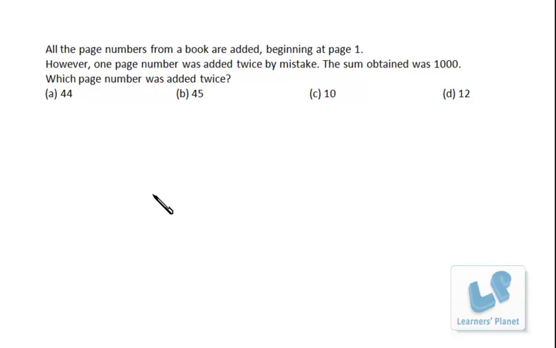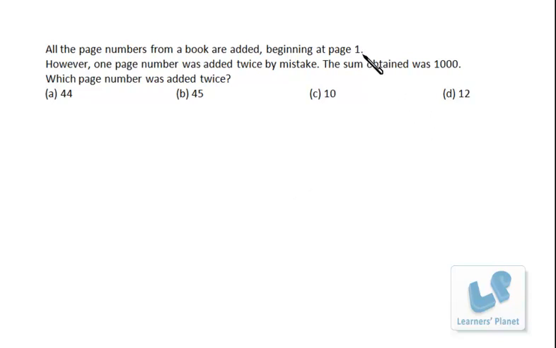Now let's try this interesting question. All the page numbers from a book are added beginning at page 1. However, one page number was added twice by mistake. The sum obtained was 1000. Which page number was added twice? Quite a simple and interesting problem.